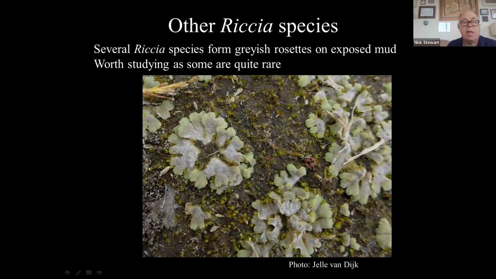Just in passing, it's worth mentioning there are a number of Riccia species which, when water level retreats and you're left with bare mud, you're left with these obvious greyish rosettes. And it's often worth studying these because some of them are really quite rare, and particularly adapted to reservoirs and places where there's big fluctuation in water levels. They tend to be rather greyish, little disc-shaped, but obviously a thallose liverwort.